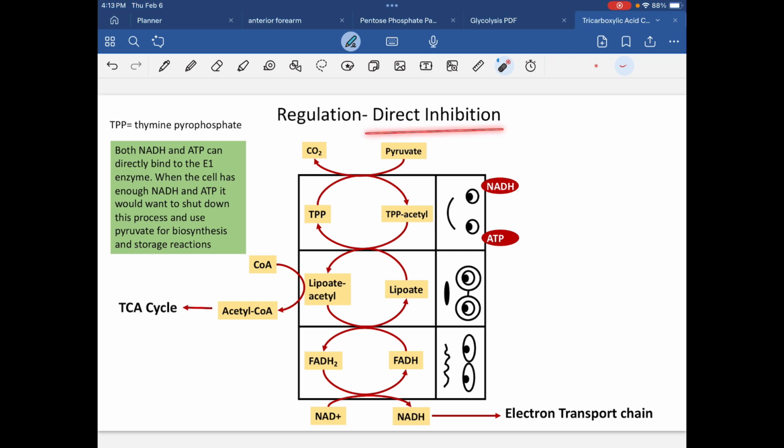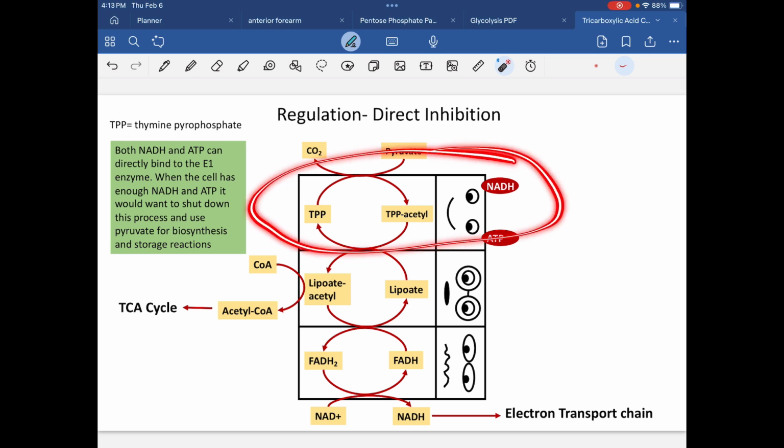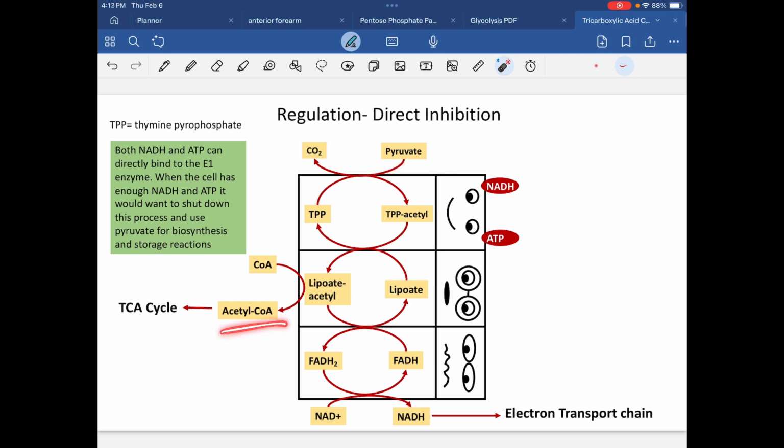So one way is direct inhibition. We can have the molecule NADH or ATP bind directly to the first enzyme in the enzyme complex to inhibit or slow down the process of changing pyruvate into acetyl-CoA. And if we think about this, it kind of makes sense. What are the products of this process? I know we don't actually make ATP in pyruvate processing itself, but ATP is going to be a downhill product from here. We're going to make more of it in the citric acid cycle.